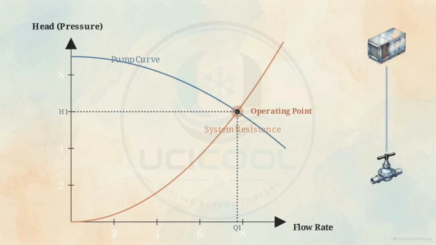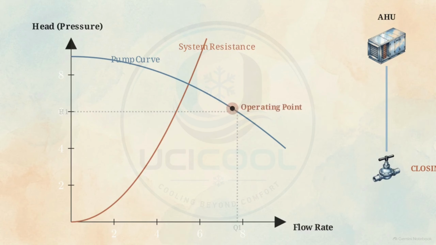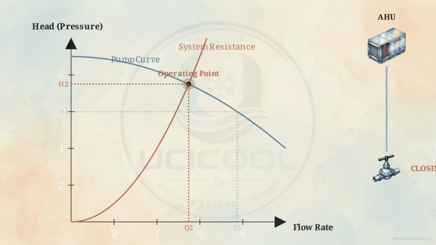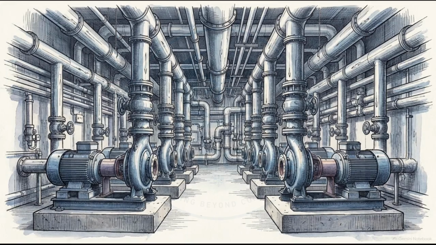When building demand drops, control valves at the AHUs begin to close. This creates a bottleneck, shifting the system resistance curve steeper. Because the pump curve is fixed by the impeller's geometry, the operating point is forced to slide up and to the left. Engineering an efficient transport system requires matching the mechanical pump curve to the dynamic system curve, ensuring optimal thermal delivery without wasting electrical energy.